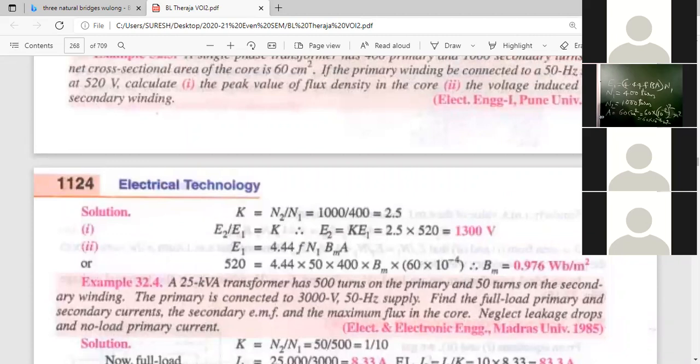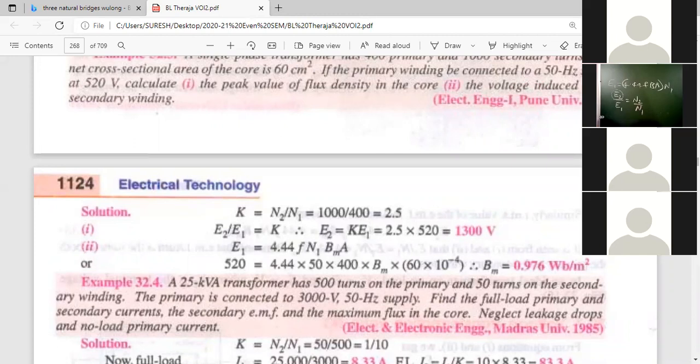Now he is asking E2. How will we calculate E2? We can calculate E2 from this. We know E1, N2 and N1, so we can calculate E2.